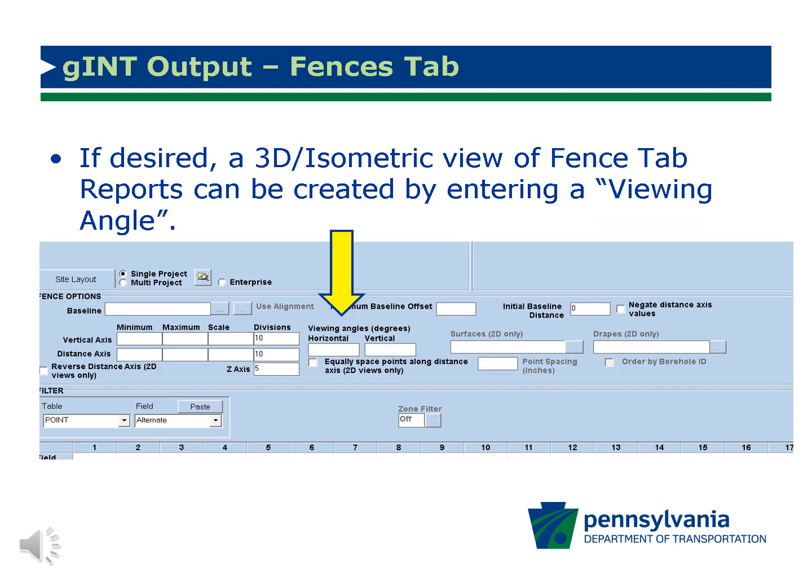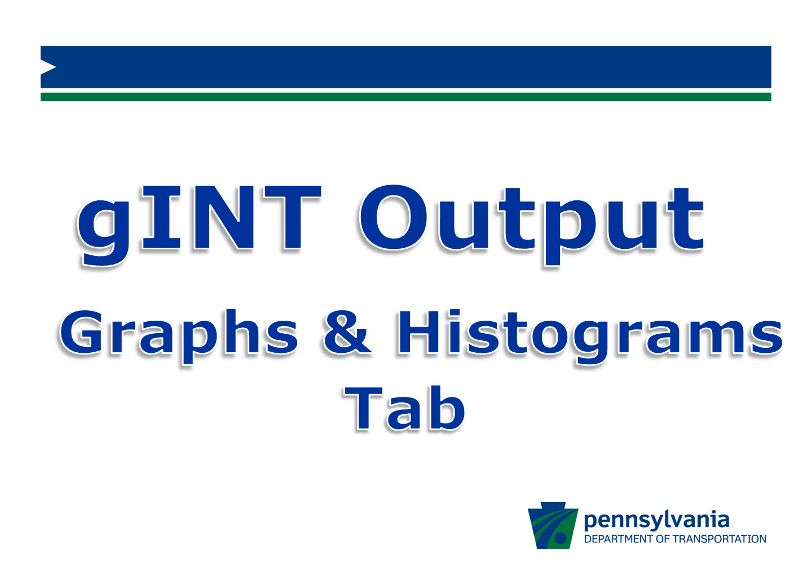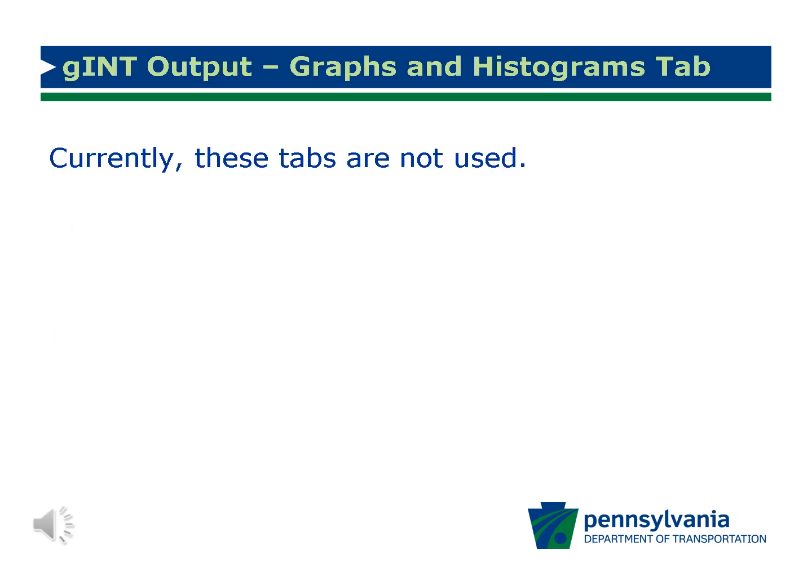If desired, a 3D or isometric view can be created for the reports on the Fences tab by entering a viewing angle. Currently, the graph and histogram tabs are not used. They will be used when future enhancements for reporting of lab test data are implemented.